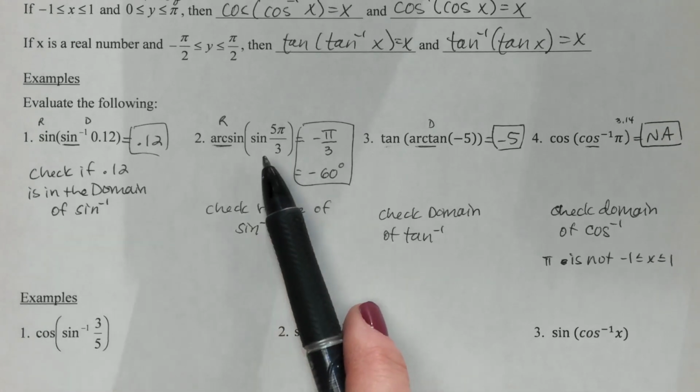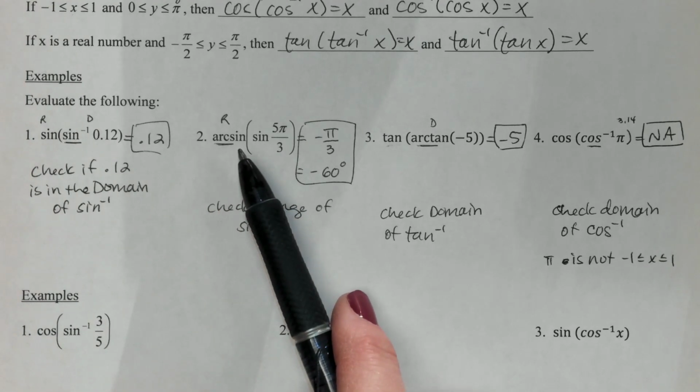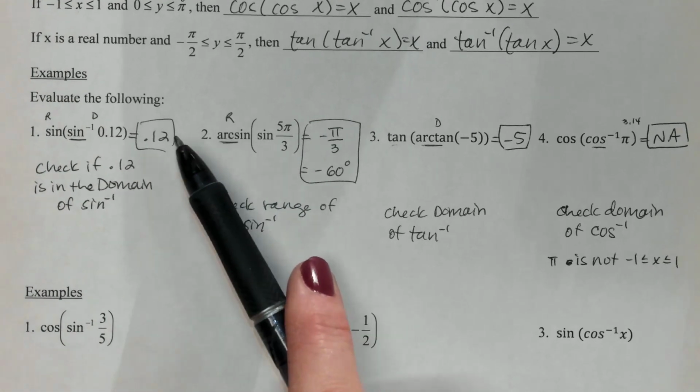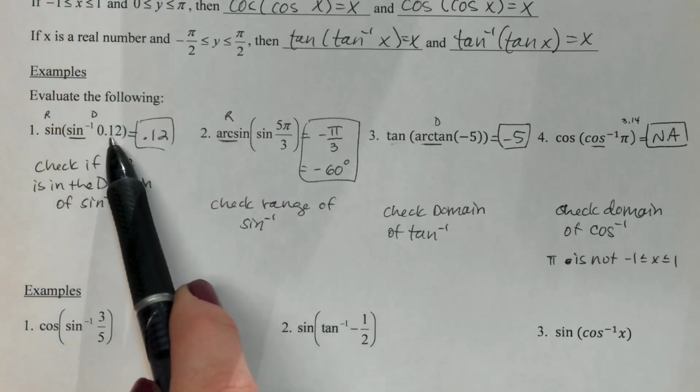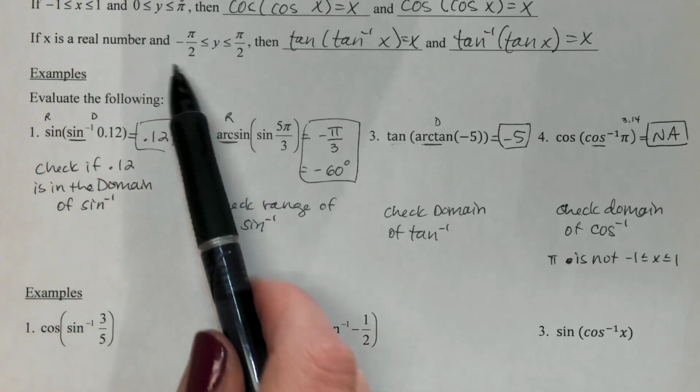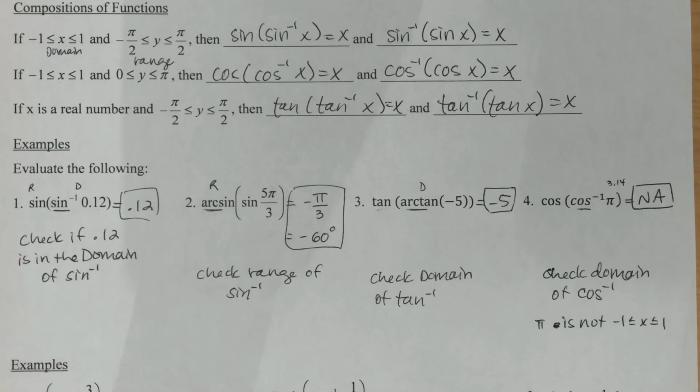So you're just looking at whether or not you're checking domain or range for each of these. If it's on the inside, it's domain. If it's on the outside, it's range. And you're just checking to make sure that whatever value you're using follows the rules. And you have all those rules right there.